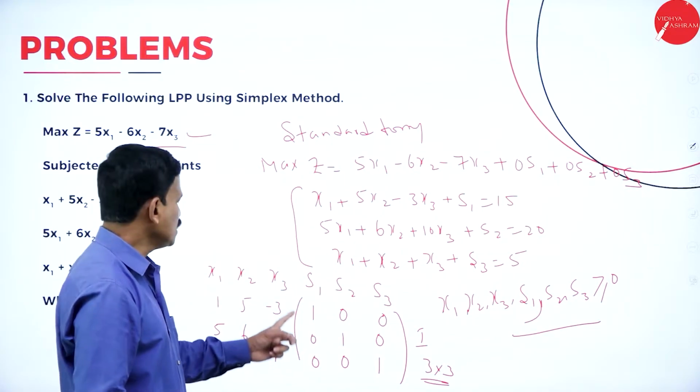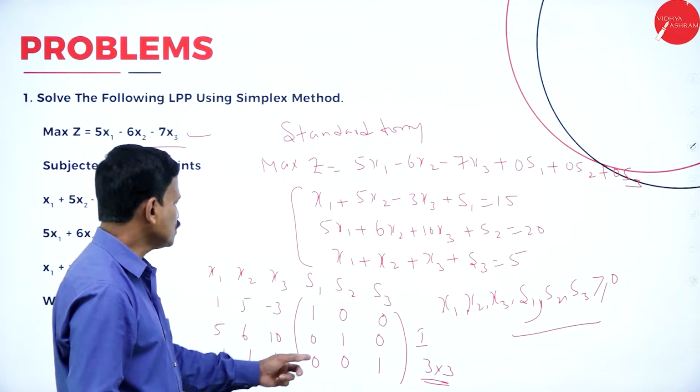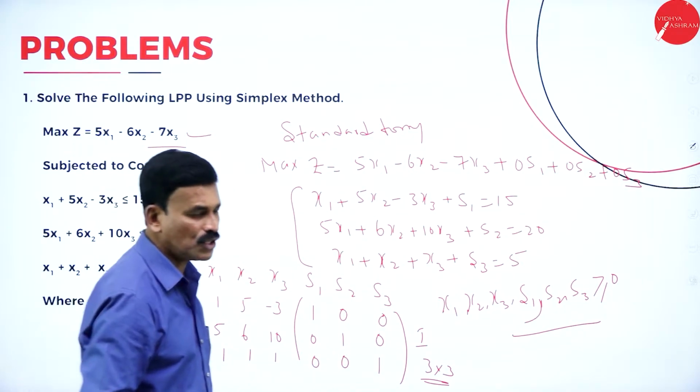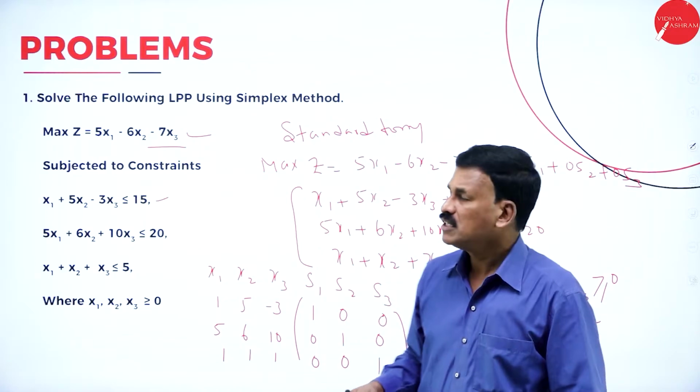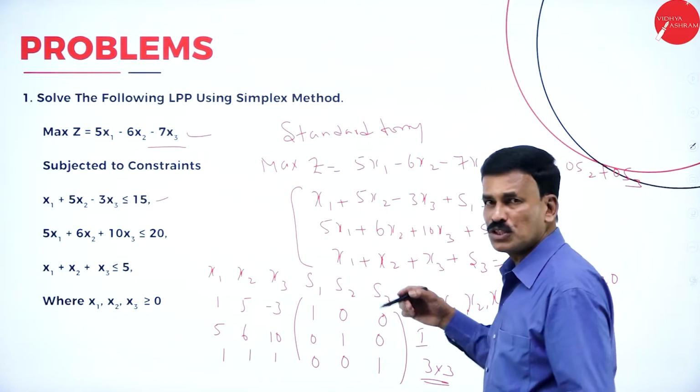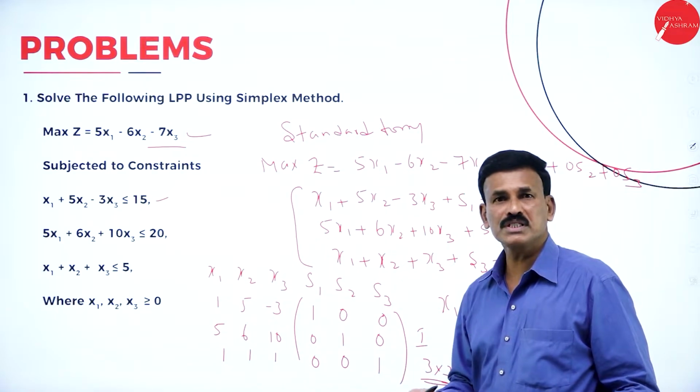S1, S2 and S3: 1, 0, 0, 0, 1, 0, 0, 0, 1. So this will form an identity matrix. Now the initial simplex table. Now I will go to the next page. The initial simplex table will be, so you know how to construct the initial simplex table.